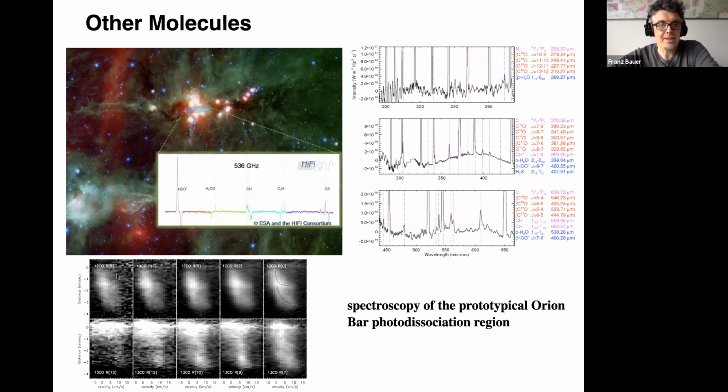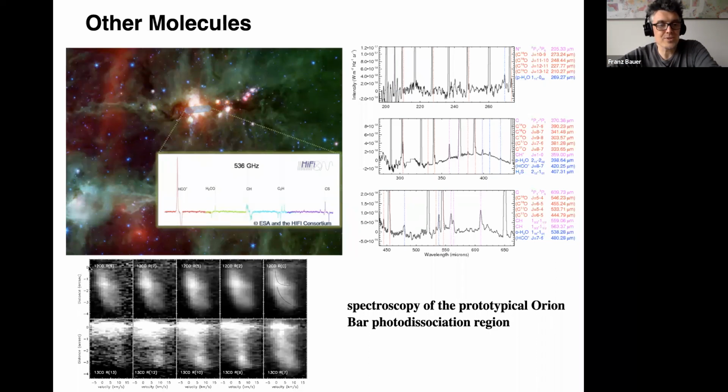This is a spatial version of looking at each of these lines. And so this is 12CO. This is the 9 to 8 transition. This is the 13 to 12, the 12 to 11, and this is 12CO versus 13CO.